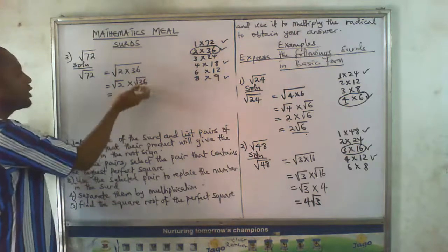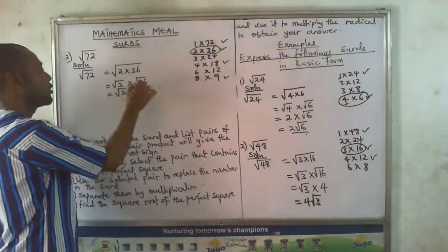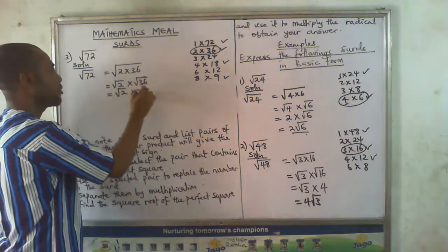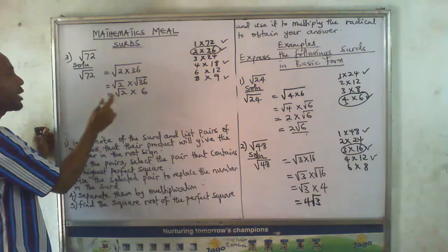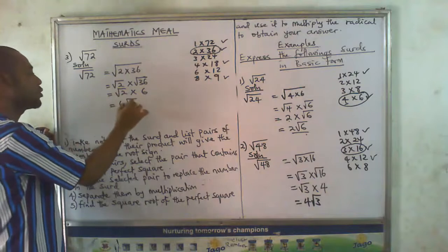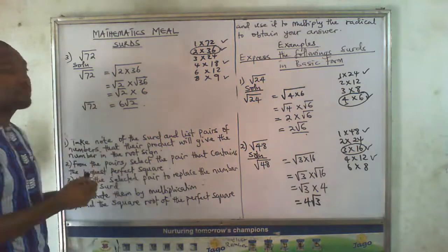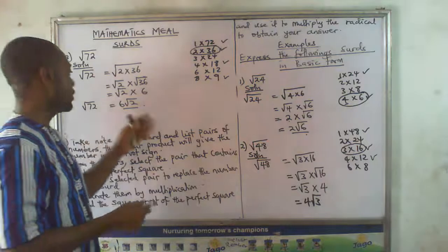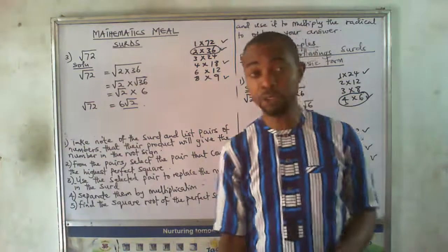Beautiful. Find the square root of the perfect square. So the square root of 36 is actually what? 6. Then use that square root to multiply the radical. We have 6 root 2. So the square root of 72 is the same thing as 6 root 2. Okay? So far so good.